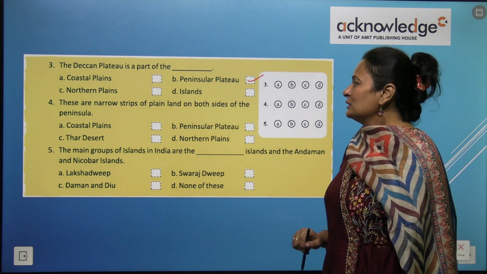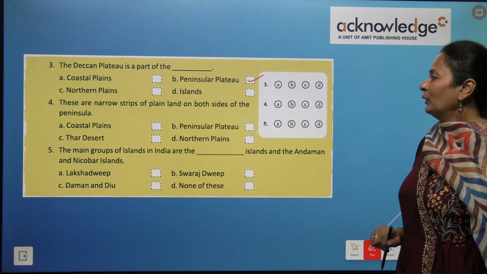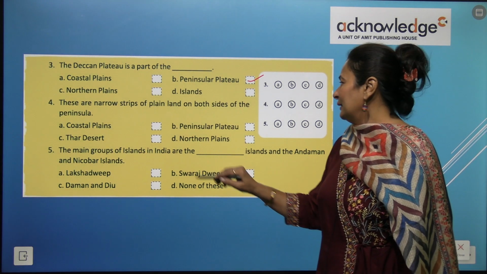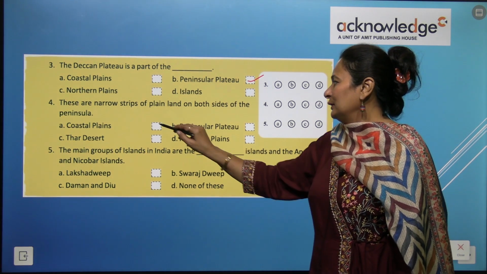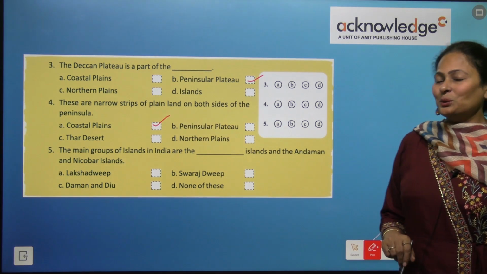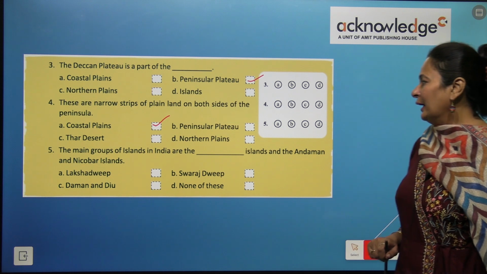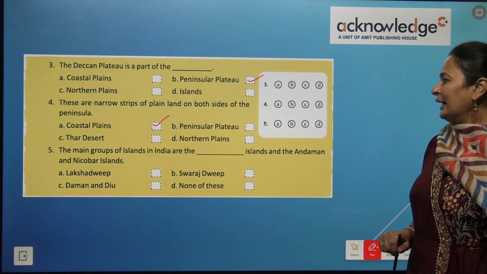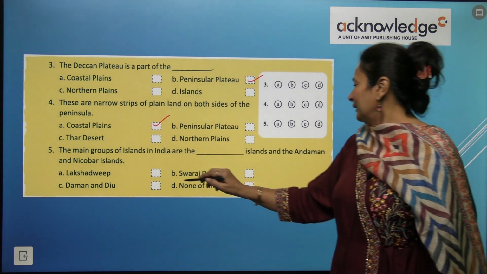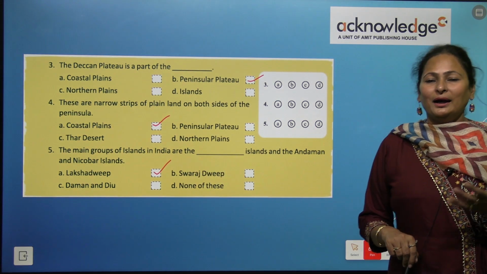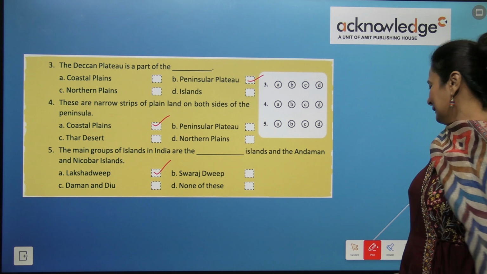These are narrow stripes of plains land on both sides of the peninsula. These are coastal plains, desert, peninsular plateau or northern plains. The answer is coastal plains. The major group of islands in India are the dash islands and dash islands: Andaman and Nicobar Islands and also Lakshadweep Islands are groups of islands, right kids?